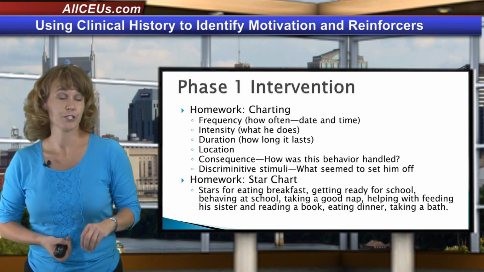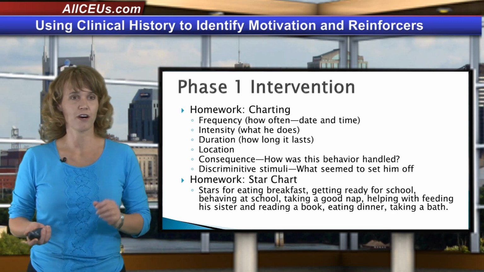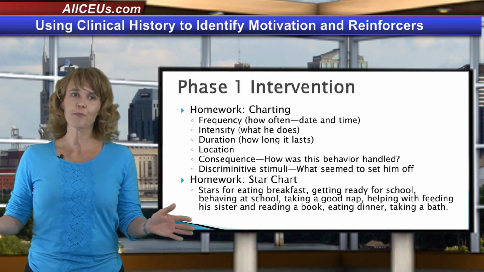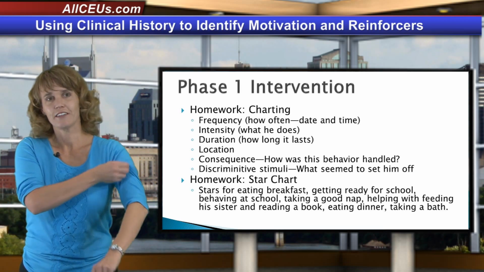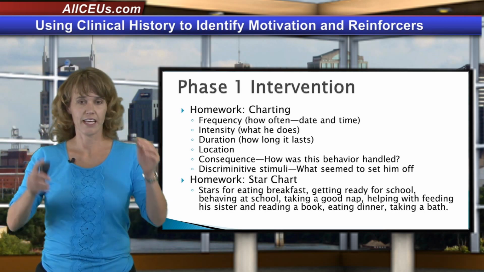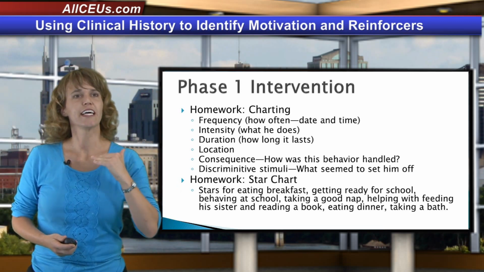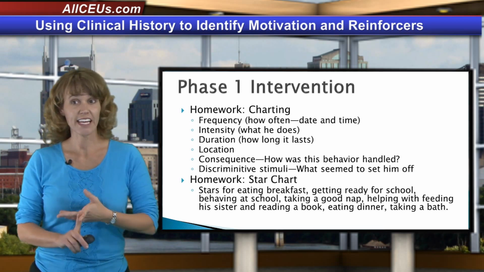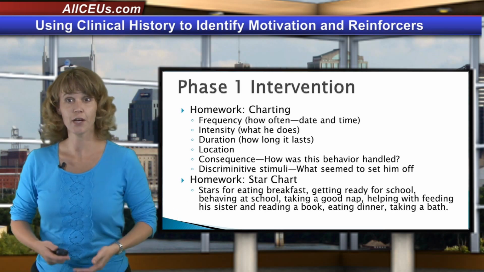The other thing I want her to do, and because I found that generally if somebody comes to you and asks for help and you just send them off to gather data, they feel very disempowered. So this is not a true baseline because we are implementing an intervention. So I have her start working on a star chart, and she gets a piece of poster board and writes down the things that Johnny would do every day anyway. Eating breakfast, getting ready for school, behaving at school, taking a good nap, helping with feeding his sister and reading a book, eating dinner, taking a bath.